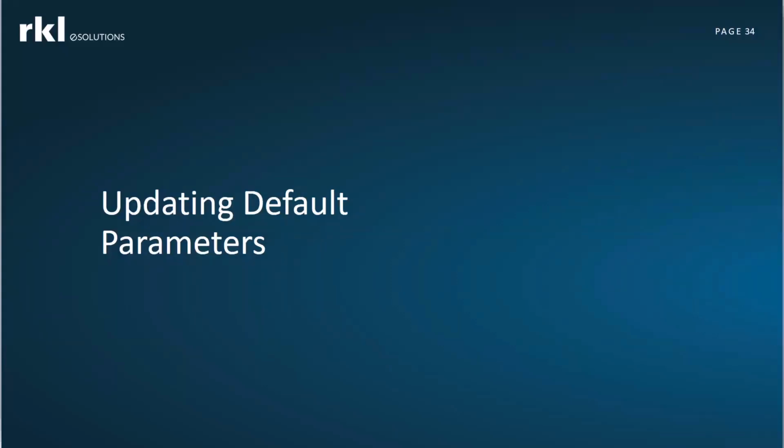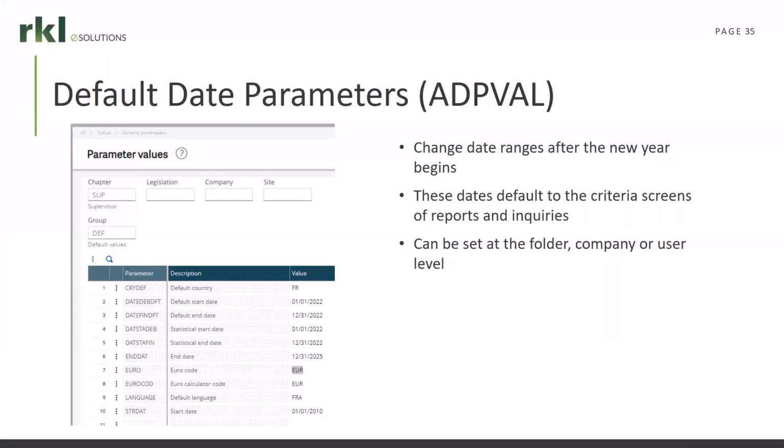Setting up default parameters. For commonly used reports and inquiries, when you run them, you'll see that a default date is commonly defaulted into the parameters. This is a way that you can change the new defaults to 2023. It's in the setup general parameters, the parameter values, and you can see here the defaults start and end dates. You can set this at the folder, company, or user level.